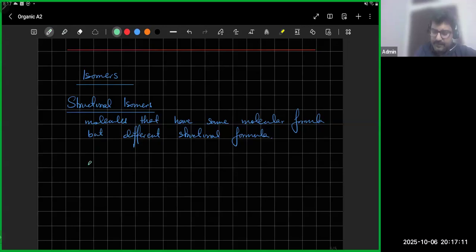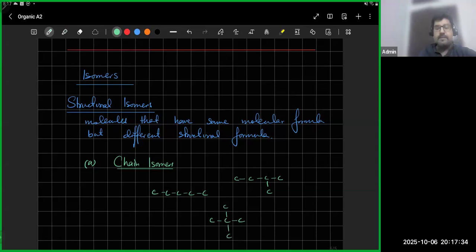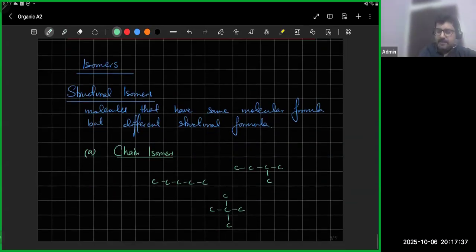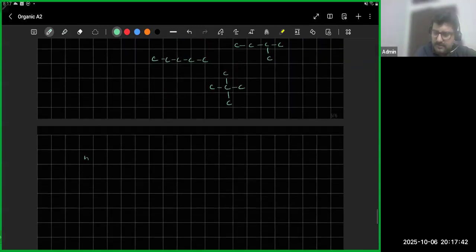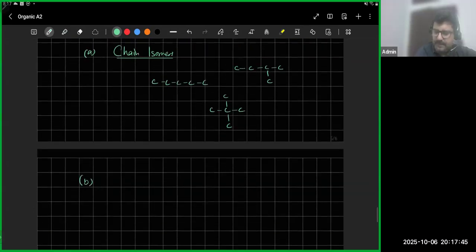Number one, you've got chain isomers. So what are chain isomers? It's just that you have 5 carbon atoms. You could have another molecule with 4 carbon atoms and 1 carbon atom as a branch, or you could have another one where you could have 3 carbon atoms and there could be 2 carbon atoms as branches. They're all going to have the same number of atoms. Okay, that's chain isomers. Part B is positional isomers.